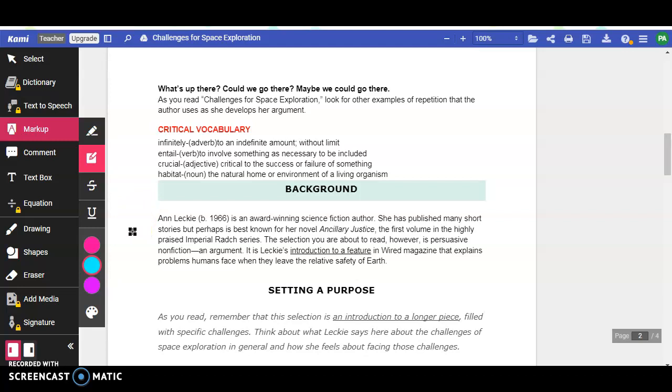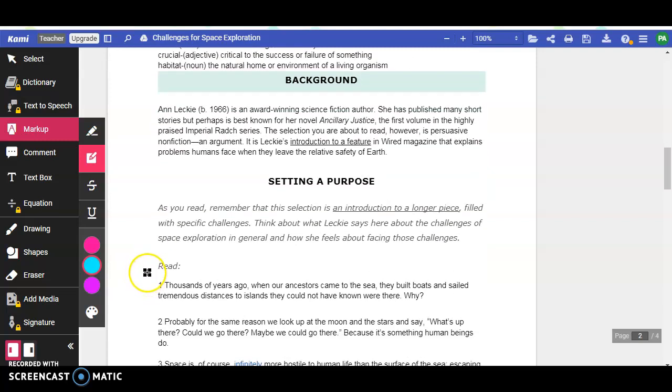The selection you are about to read, however, is a persuasive nonfiction. It is an argument, and it is an introduction to a piece that she did for Wired magazine that explains the problems that humans face when they leave the relative safety of Earth. So we have to kind of keep that in mind, okay? That as we read, this is only a part of a small group of articles or a longer article that she did. They were probably released one at a time. And this was probably the introduction to those articles.